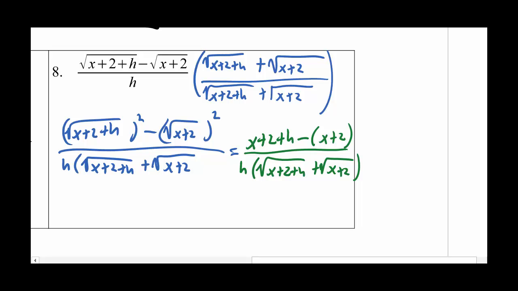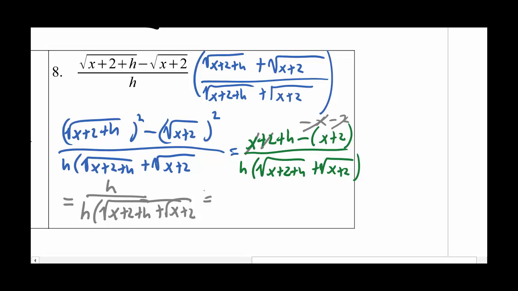Now, what do you notice happens with that numerator? When I distribute it in, I end up getting a minus x minus 2, and that cancels out with the x and the 2, and I'm just left with our h friend again. And it feels like we just did this party. All right, and our h's divide out. And so we have 1 over x plus 2 plus h plus the square root of x plus 2. Yay!